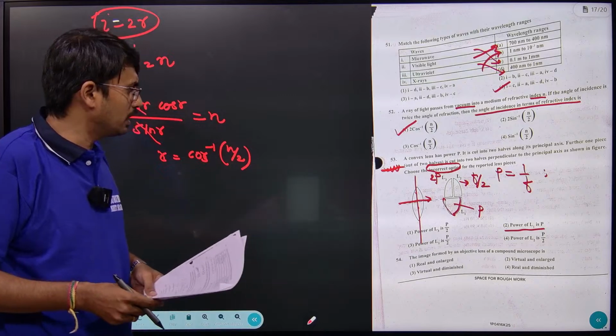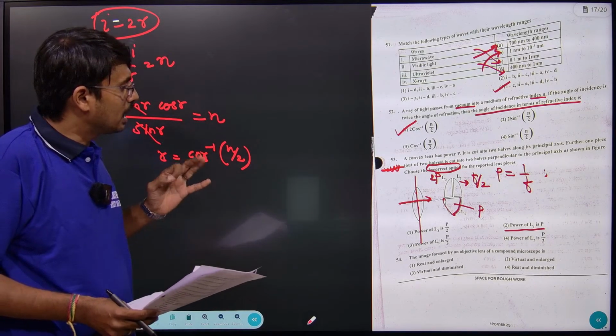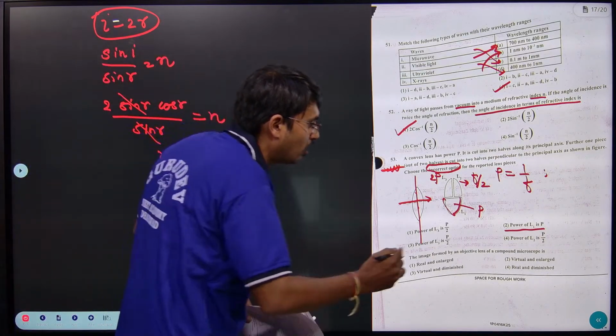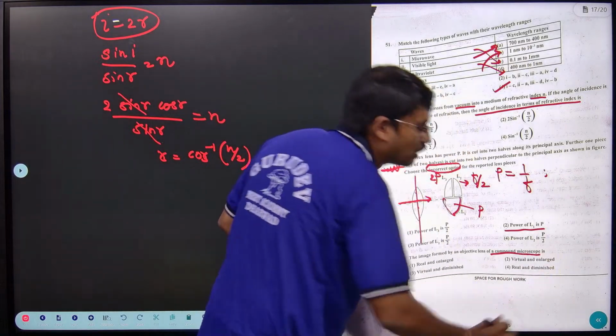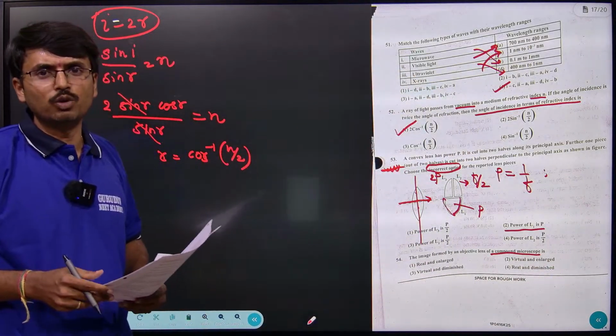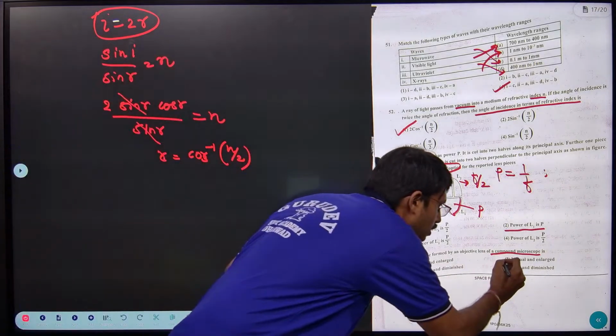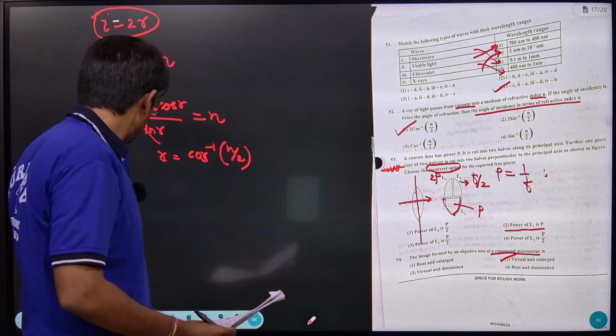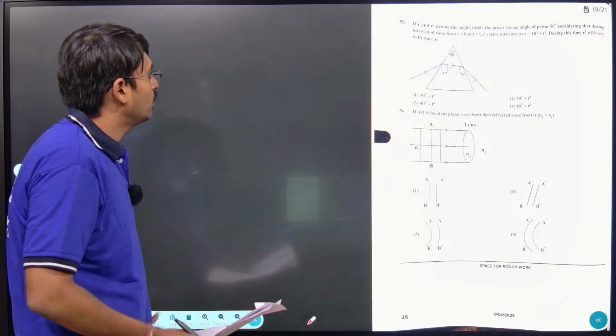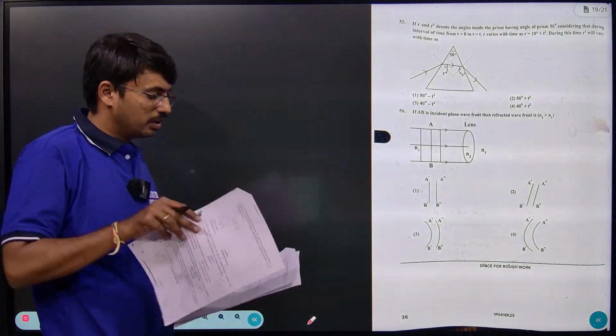Now we'll look at the next one, question number 54. The image formed by an objective lens of a compound microscope. Actually, the same question was also asked in the board exam of this year, 2025. The right answer, as you know already, is virtual and enlarged. Okay, we'll go to the next one.